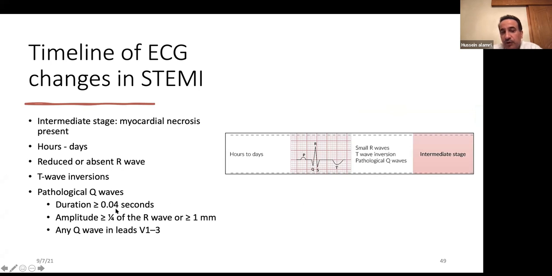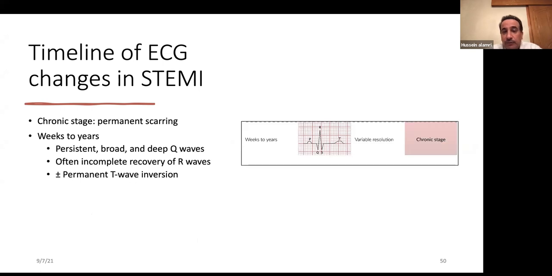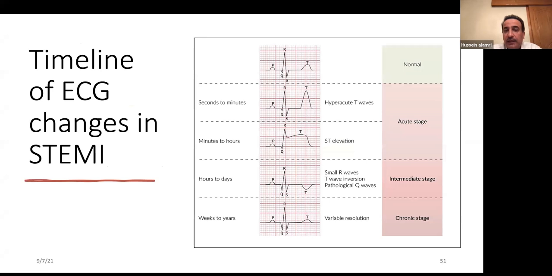And the criteria for Q wave is that it has to be more than 0.04 seconds in duration, and the amplitude has to be more than 25% of the R wave or more than 1 millimeter. And any Q in leads V1 to V3 is abnormal. Q waves should not be seen in these leads. Over weeks to years, there may be a persistent broad or deep Q wave, and the ST segment may recover or stay depressed. The T wave also may normalize or stay inverted. And this is the timeline as a whole.